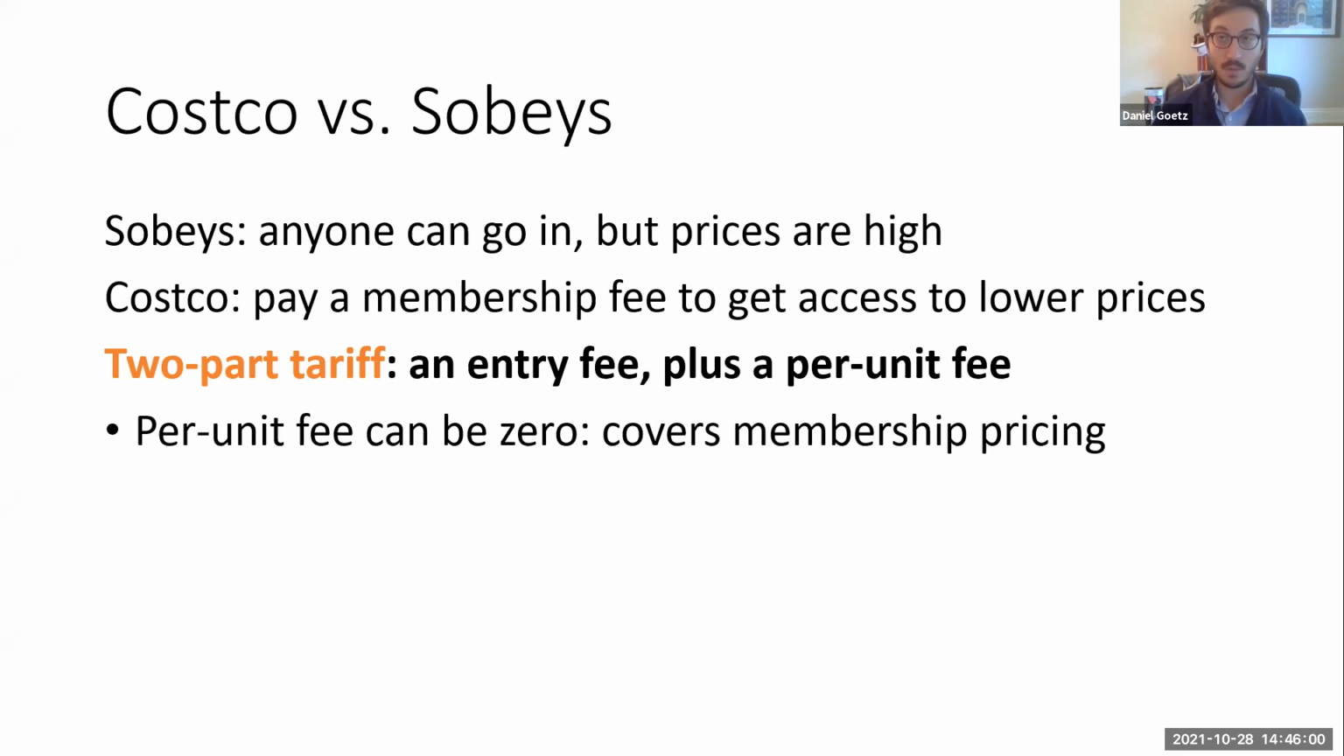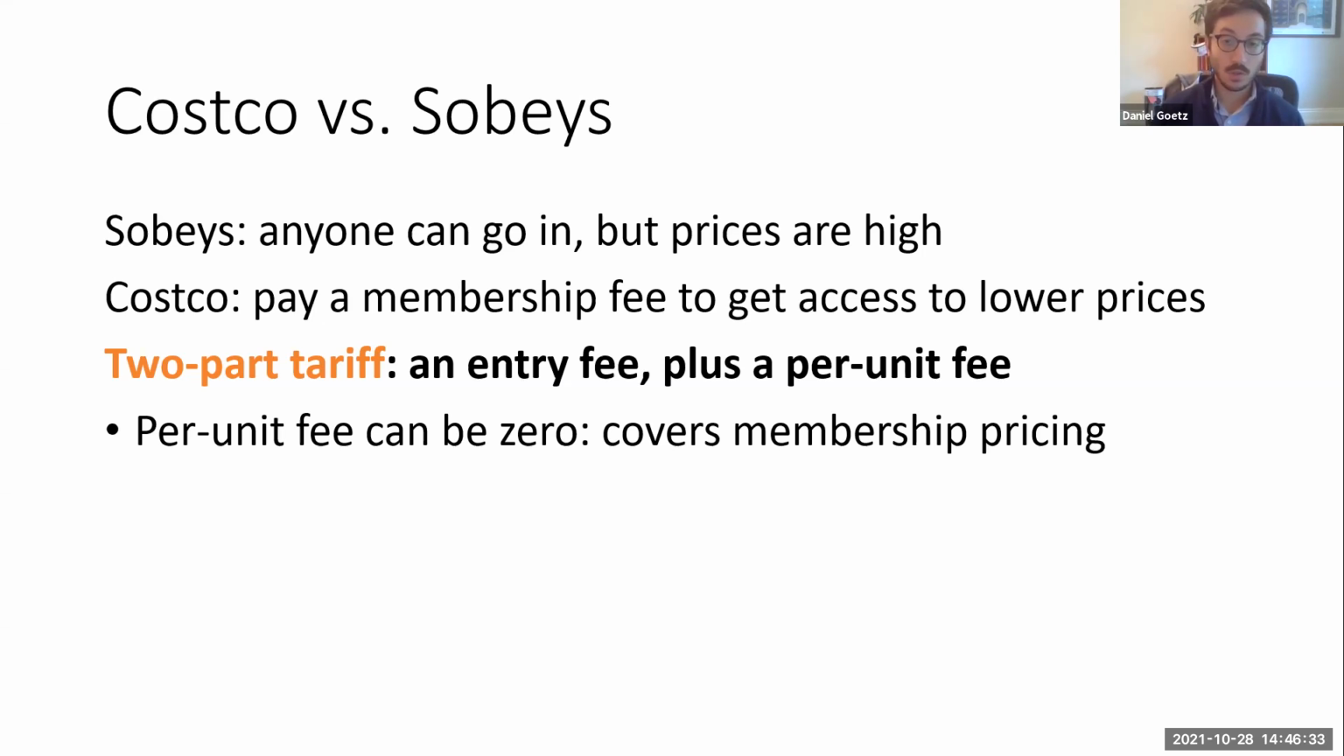So for instance, if you go to Canada's Wonderland, you pay to get access, but then you don't pay per ride, right? You pay just to get in, and then all the rides are free. Or with the gym, you pay your monthly membership fee, and once you're in, you don't have to pay to use the equipment. You can use it as much as you want for free. So two-part tariffs cover membership fee type pricing.